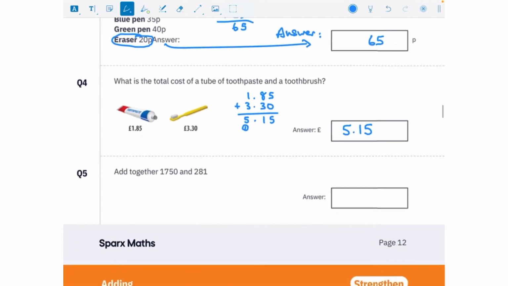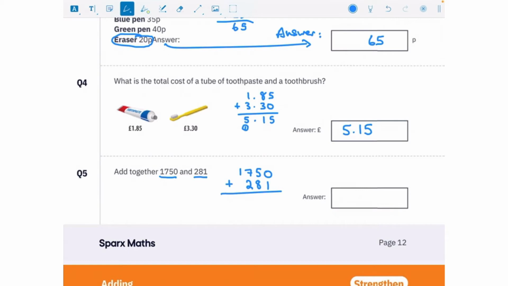Add together 1,750 and 281. So this number and this number are different lengths, so we want to make sure that we've lined them up in the right column. We want to put the 200 underneath the 700, 80 underneath the 50 and 1 there. So then we've got the same numbers in the right columns.